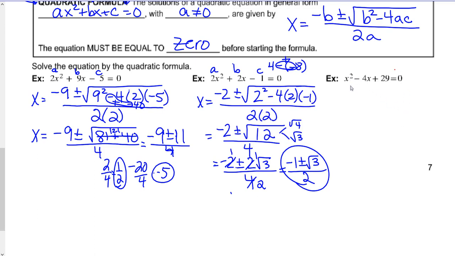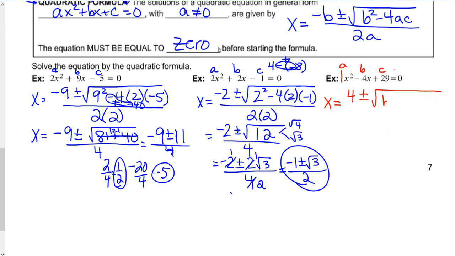All right, last example. Notice here I have x squared minus 4x plus 29. It's equal to 0. That's good. I don't have a number in front, therefore my A is 1. My B is -4 this time, and my C is 29. So make sure that you be very careful there. Let's go x equals -b. That becomes a +4. Plus or minus the square root of b squared.